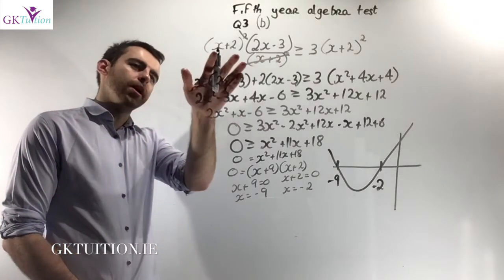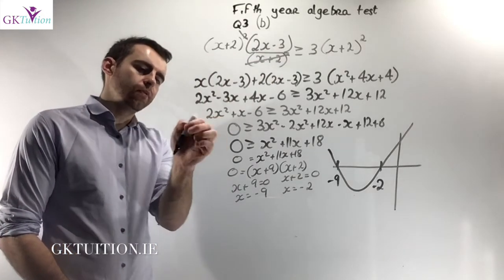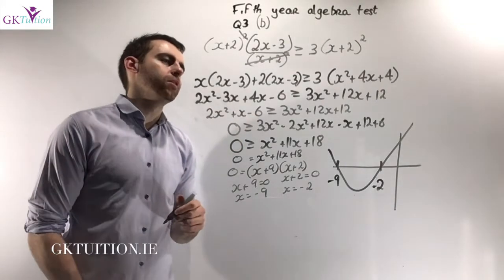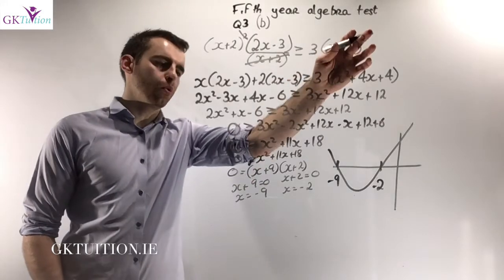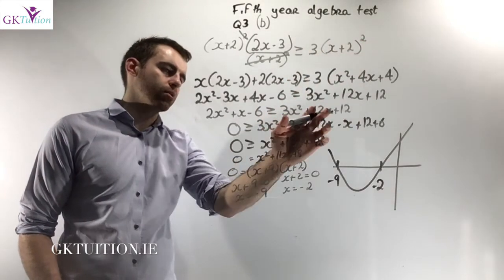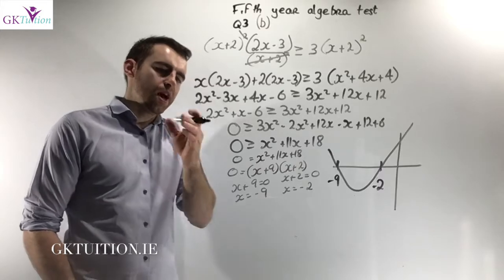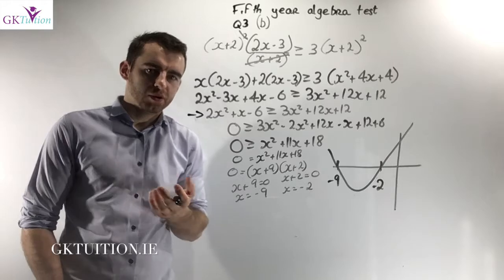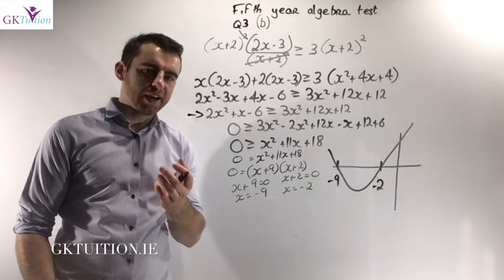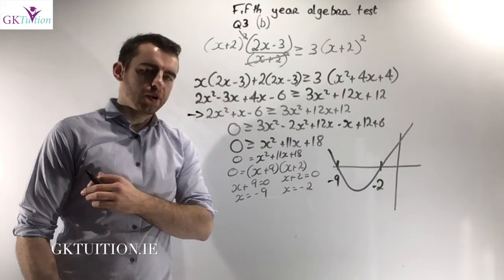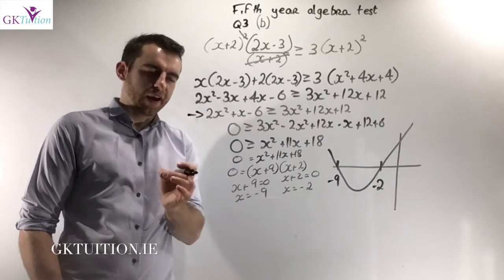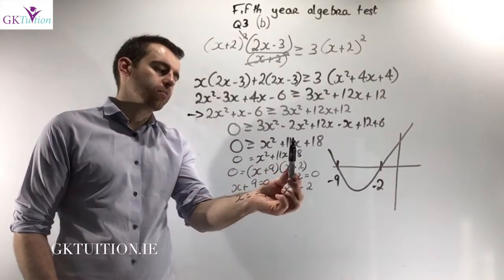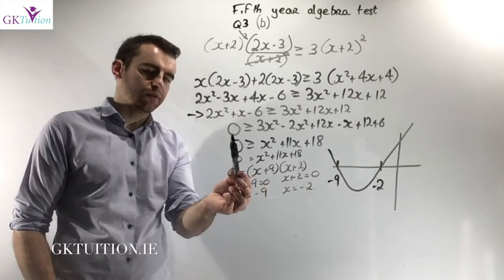On the left hand side, you multiply x plus 2 by 2x minus 3, and you eventually end up with 2x squared plus x minus 6. On the right hand side, you multiply 3 by x plus 2 squared, and you eventually end up with 3x squared plus 12x plus 12. Once you're on this line, you should recognize you have x squareds, x's and numbers, which means you have a quadratic. If you have a quadratic expression or equation, you want to move everything to one side and factorize. So when we bring everything to the right hand side, you end up with x squared plus 11x plus 18 is less than or equal to 0.